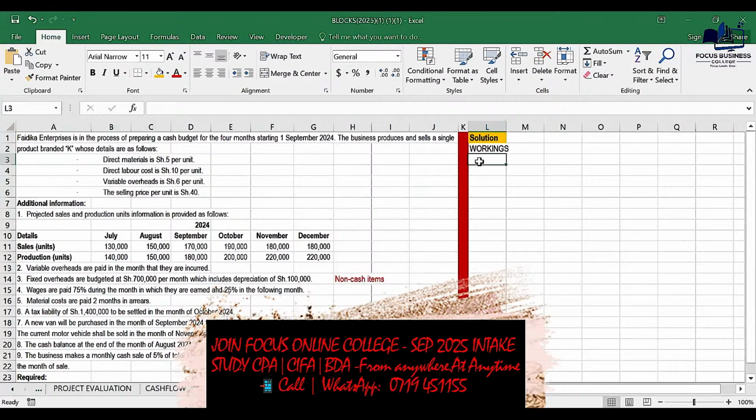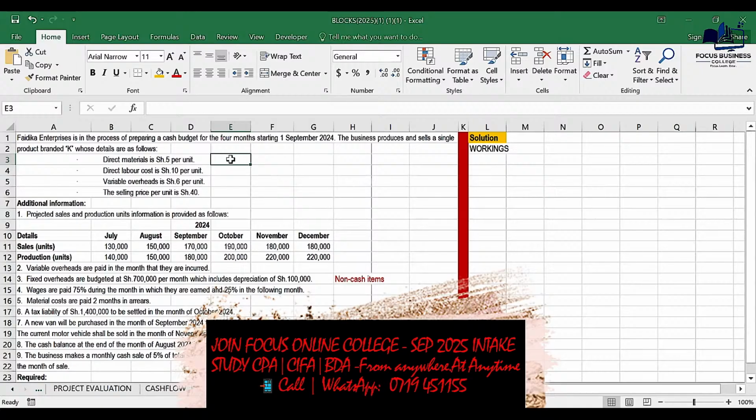Or instead of having that here, can we have that working within our cash budget? Yes, let's do that. Instead of having a separate working, because remember, in an examination setup, this working will just be consuming a lot of your time, and by the end of the day, it is not marked. So maybe I can have that figure here.